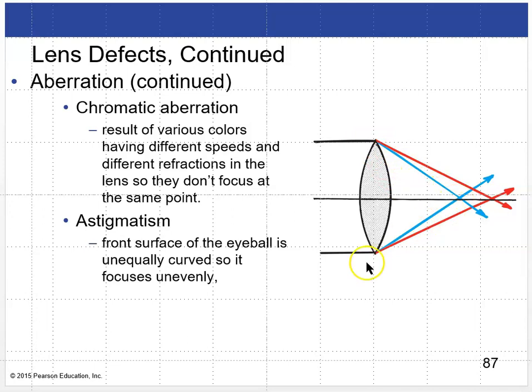Typically, blue light bends more than red, so blue light will have a closer focal point. F for blue is less than F for red, because red light bends less, so its focus is going to be further away, for most materials. Astigmatism occurs when the front surface of the eyeball is unequally curved so that focus is uneven. And it's sort of like those ripples you see on the bottom of a pool. Just that rippled surface of the pool is like an eyeball with astigmatism.